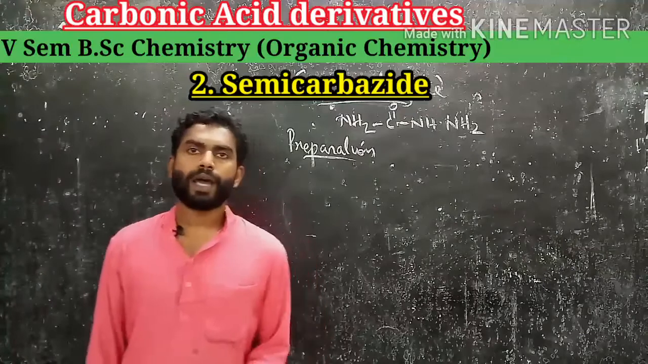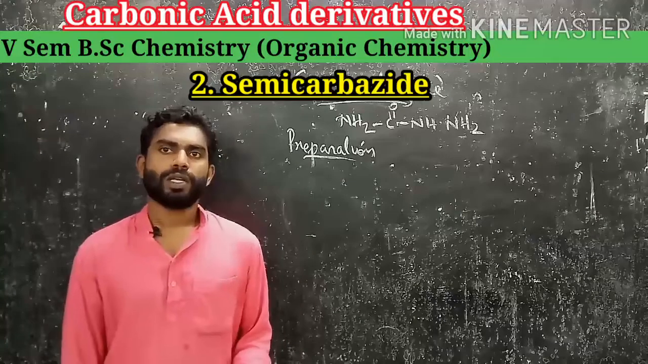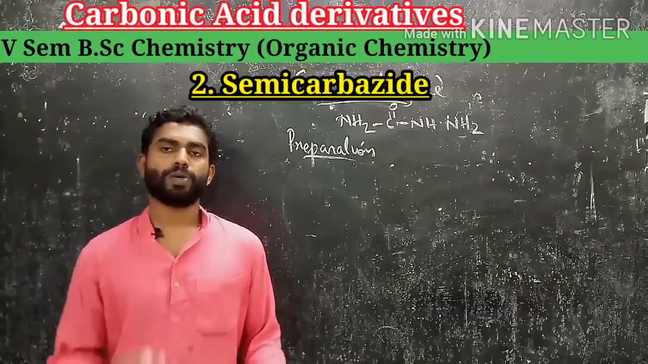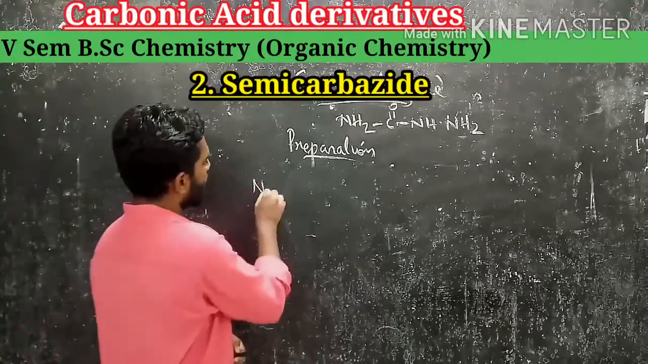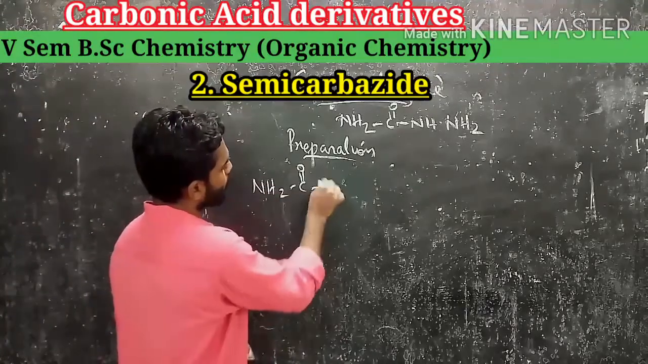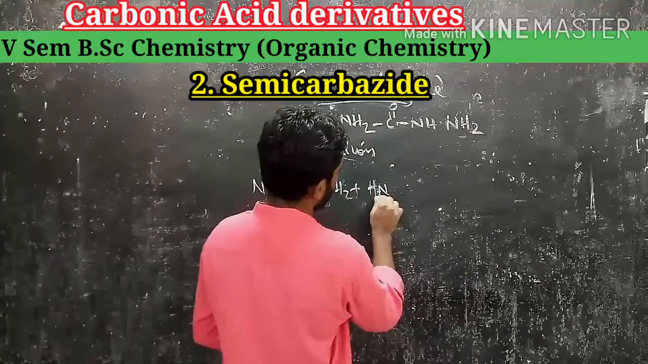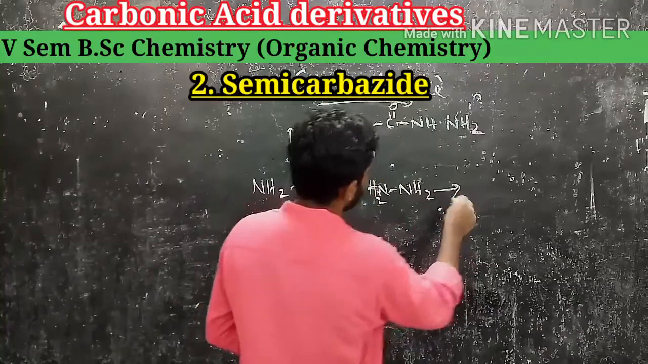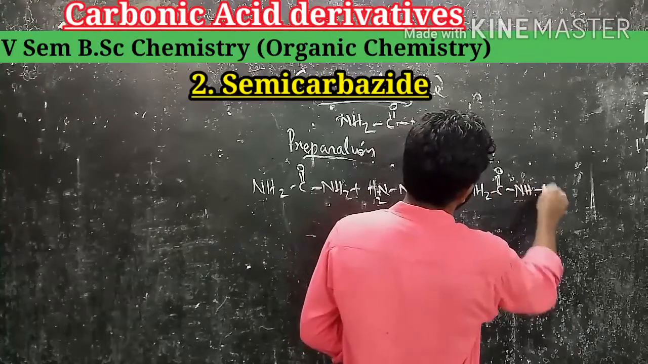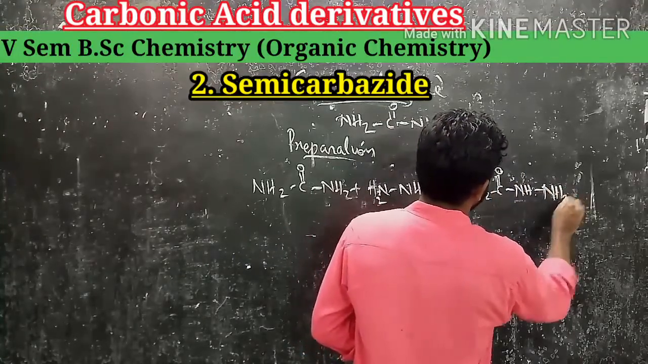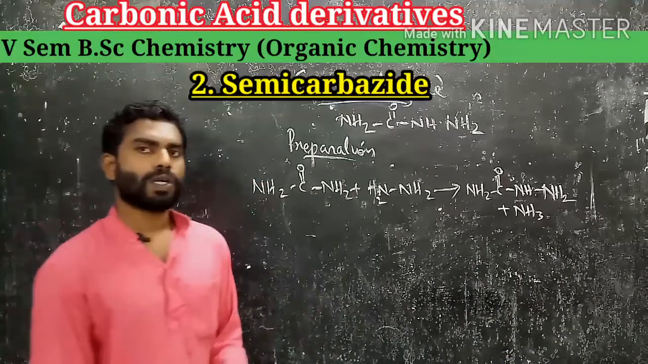Preparation. Semicarbazide is prepared on a large scale by heating urea with hydrazine hydrate in amyl alcohol at 100 degrees Celsius. So, urea NH2 CO NH2 treated with hydrazine hydrate gives semicarbazide. This is one of the preparations of semicarbazide.